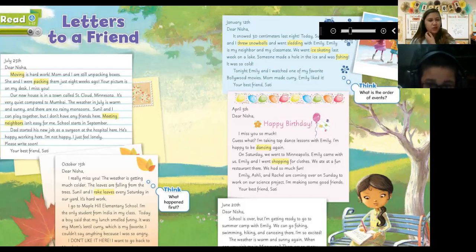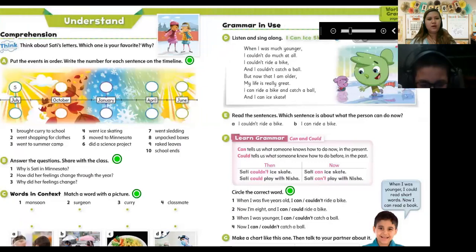Okay, so there you go. Those are the letters from Sati to her best friend, Nisha. All right, so let's try to answer here. Think about Sati's letters. Which one is your favorite and why? Which one is your favorite?